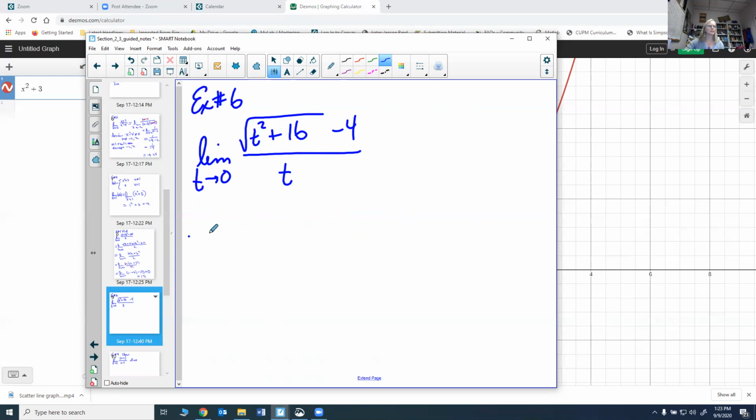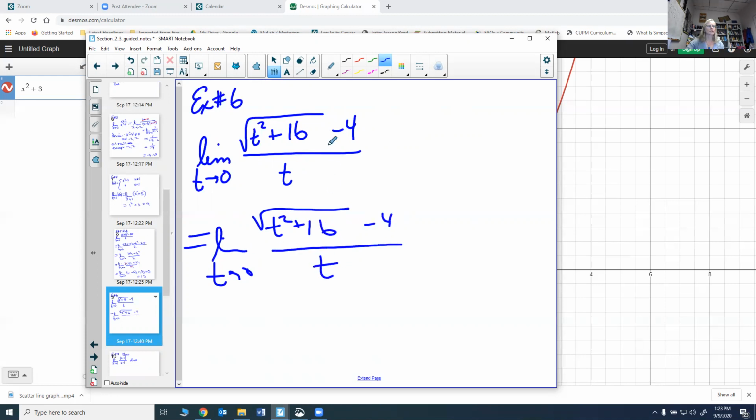This algebra is going to be a little bit different. I don't like having square roots. I don't know what to do with them. And in past math classes, you were probably told to get rid of the square root at the bottom. You don't want those, but in reality, we don't want the square root in the top. We want to rationalize the numerator instead of rationalizing the denominator.